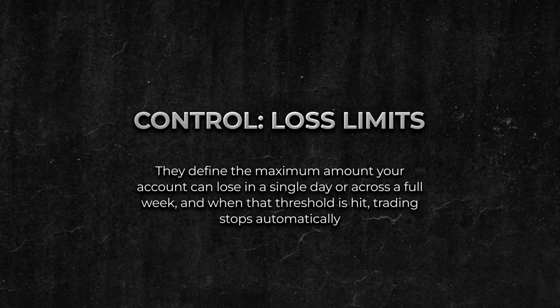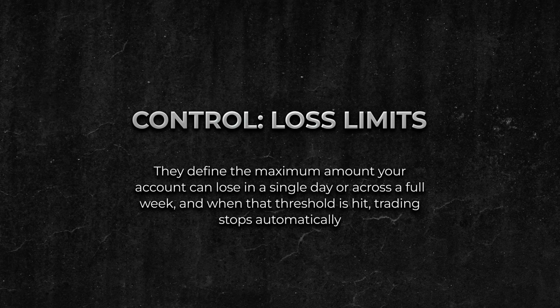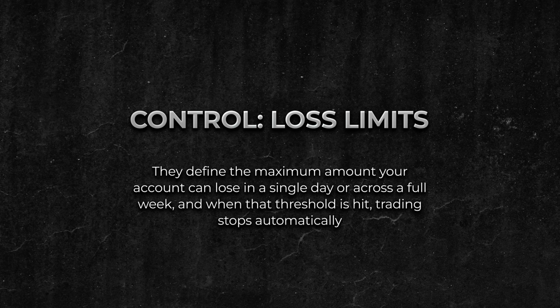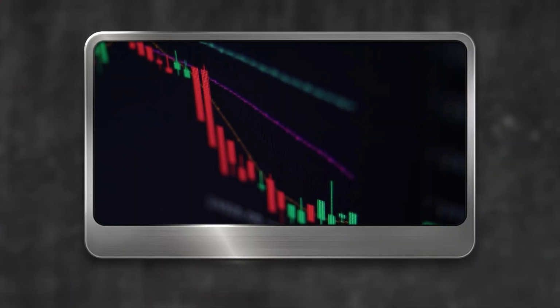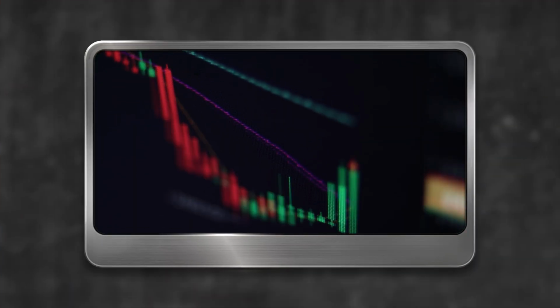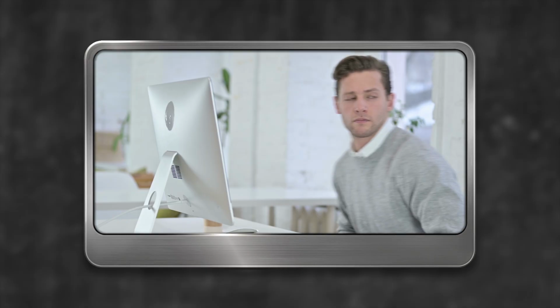So let's get into the controls, starting with loss limits, which are the most fundamental prop firm risk controls. They define the maximum amount your account can lose in a single day or across a full week. And when that threshold is hit, trading stops automatically. A daily loss limit is a hard stop. It's the maximum dollar amount you're allowed to lose in a single session. Once you hit it, the platform locks you out for the remainder of the day. So for instance, if you have a daily loss limit of $200 and you're out $200 for the day, then that's it, you're done.